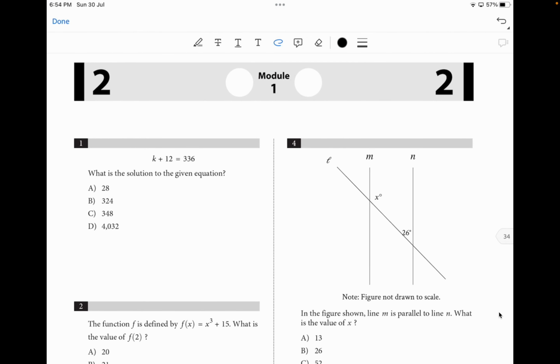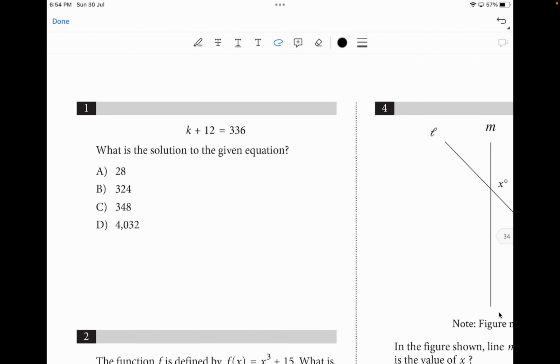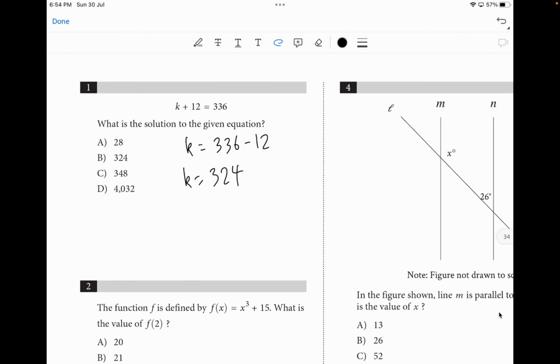The first question in module 1 is: k plus 12 equals 336. What is the solution to the given equation? This is a basic algebra question. You're going to do 336 minus 12 to get k's value. I'm just going to use the calculator here. So k is equivalent to 324. Hopefully you'll be typing in the responses or clicking on them, which really depends on the application you're using. So the answer here is 324, and choice B is correct.